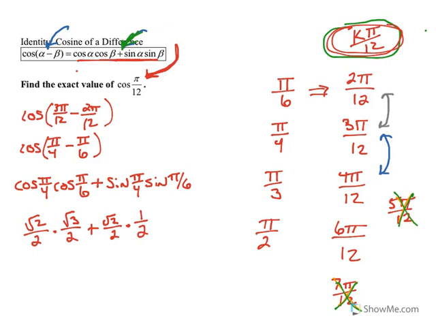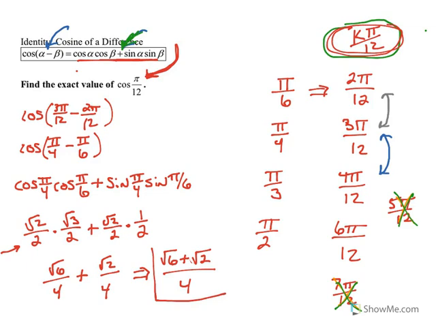And then go ahead and finish, multiply your two fractions, so radical 2 times radical 3 is radical 6, all over the bottoms, 2 times 2 is 4, plus, multiply your other two fractions, radical 2 times 1 is radical 2, all over 2 times 2, which is 4, so we have a common denominator of 4. So put your numerators together, radical 6 plus radical 2, all over common denominator 4. And that is our exact value for cosine at pi over 12.